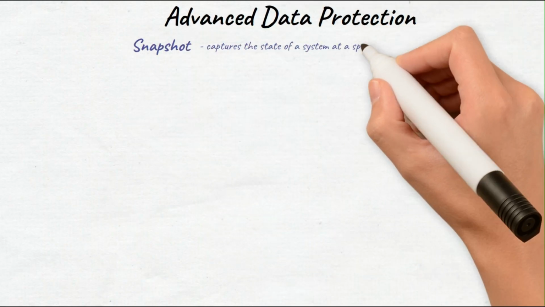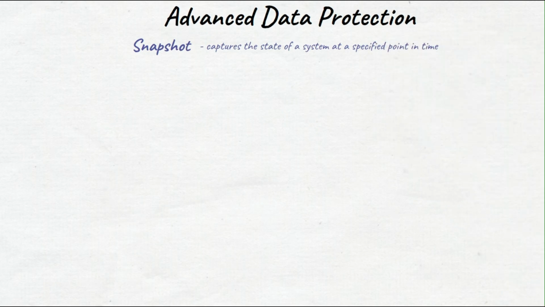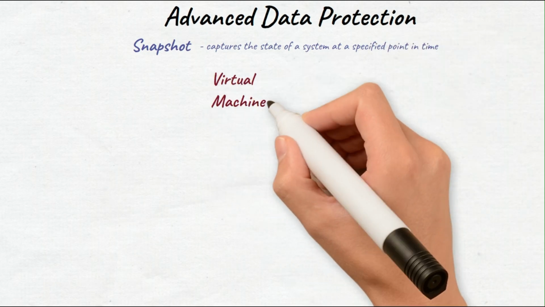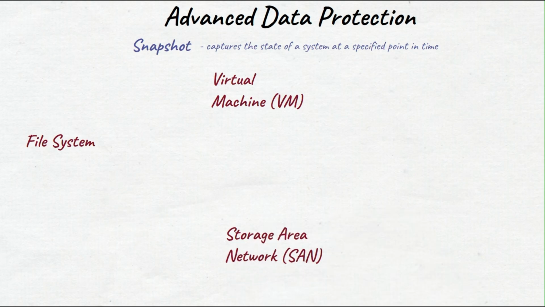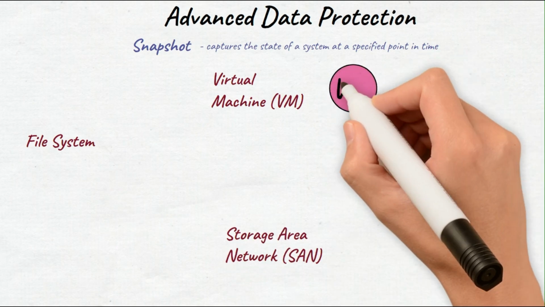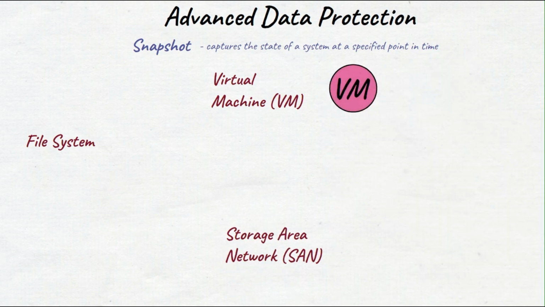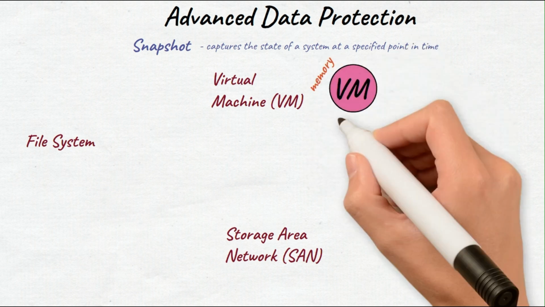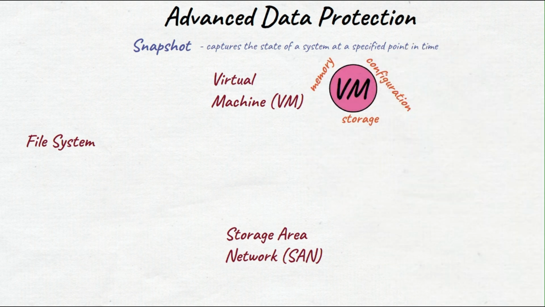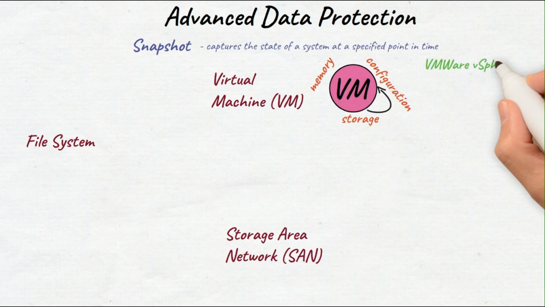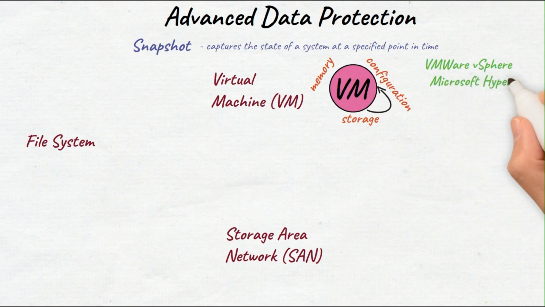There are 3 different types of snapshots: virtual machine or VM, file system, and storage area network or SAN. A VM snapshot captures the state of a virtual machine, including its memory, storage, and configuration settings. This allows administrators to roll back the VM to a previous state. Examples include VMware vSphere and Microsoft Hyper-V.